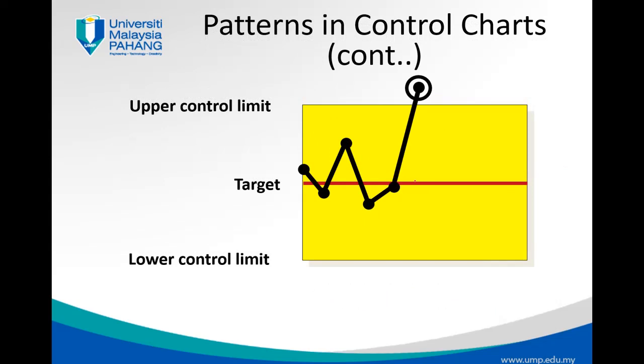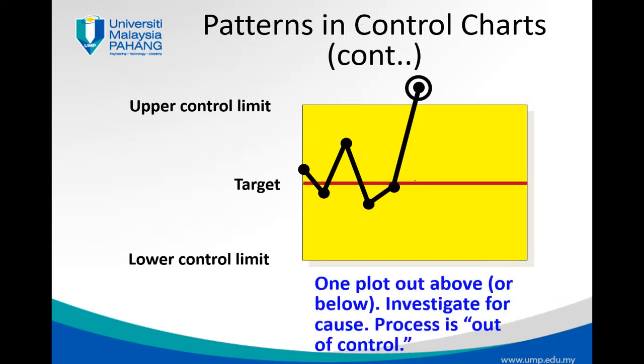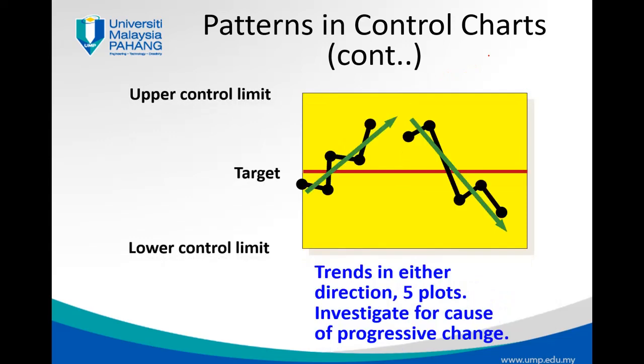Then patterns in a control chart. The first one is one plot above or below the limits: investigate for cause, the process is out of control. This is because of 1 point out of the range. Next, trend in either direction. For this type, all of the points are within the control limits, but there is an obvious pattern: an increasing trend or a decreasing trend.